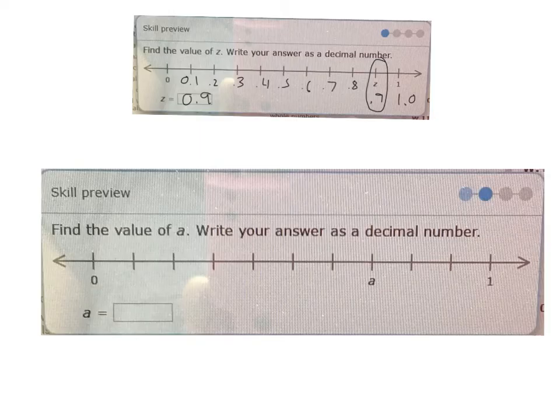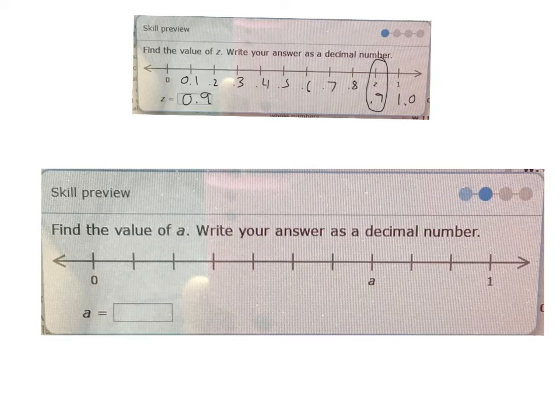This example is very similar. Find the value of a. Write your answer as a decimal number. So we have 0 and whole number 1 on our number line as our ends. So we have 1, 2, 3, 4, 5, 6, 7, 8, 9, 10 intervals to get there. So it makes sense. Tenths.